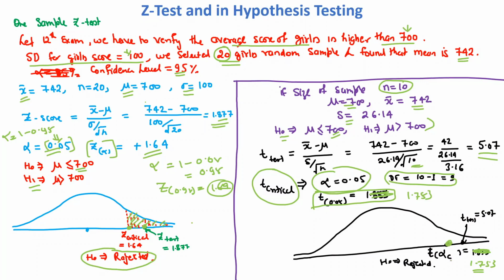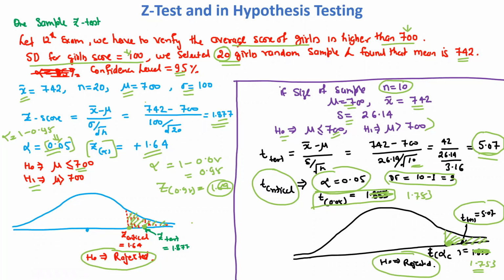So t corresponding to the critical value is 1.753, and the t corresponding to the test we are getting is 5.07. It means it is coming inside the critical region. So we will reject the null hypothesis.